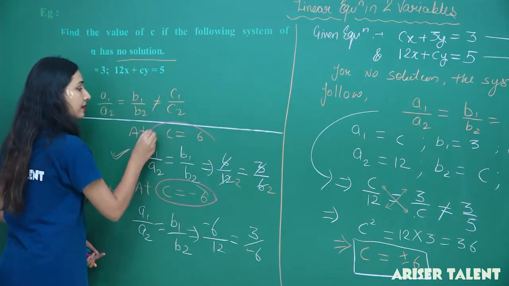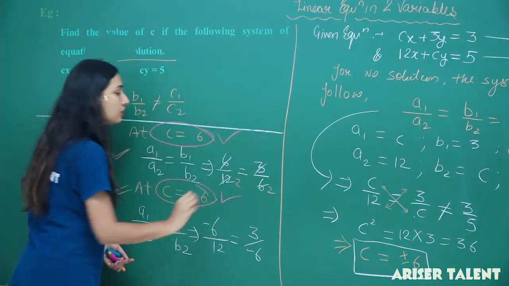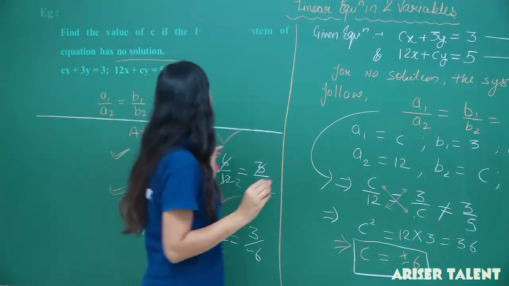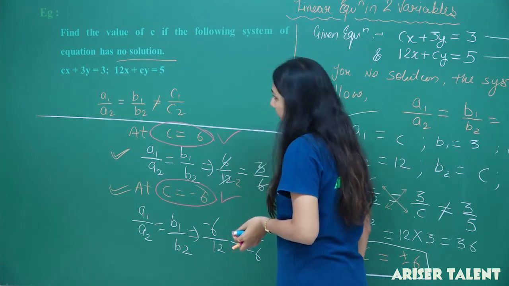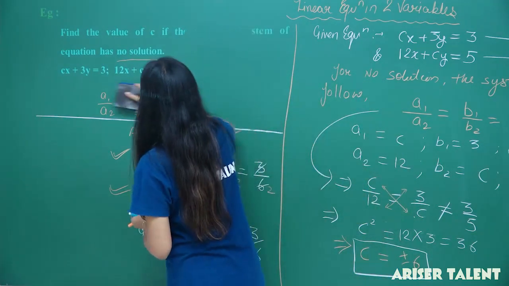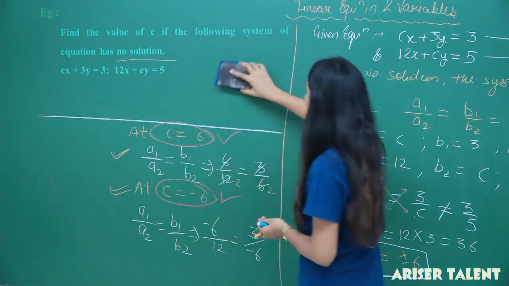So C equals minus 6 and C equals 6. These two values are absolutely fine, absolutely right. Now, can I create a checkpoint here? Okay, I have checked this equation.